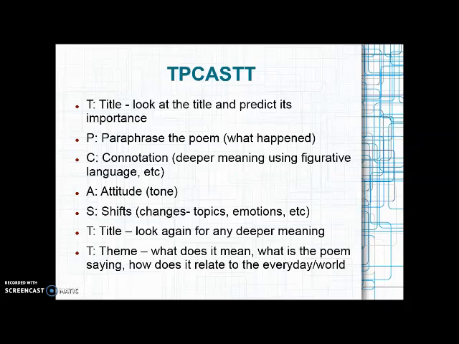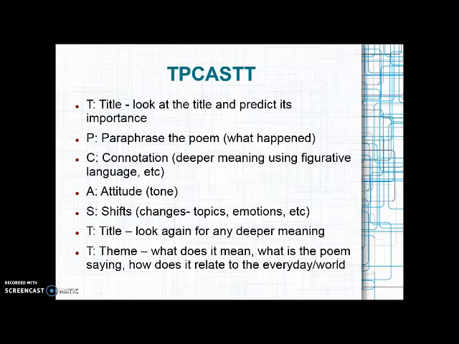Attitude. We want to look at the tone and emotions of the poem because that can help us with the meaning, whether it's happy about a topic, angry about a topic, sad about a topic. It can help us determine what that poem is trying to communicate about its subject matter.